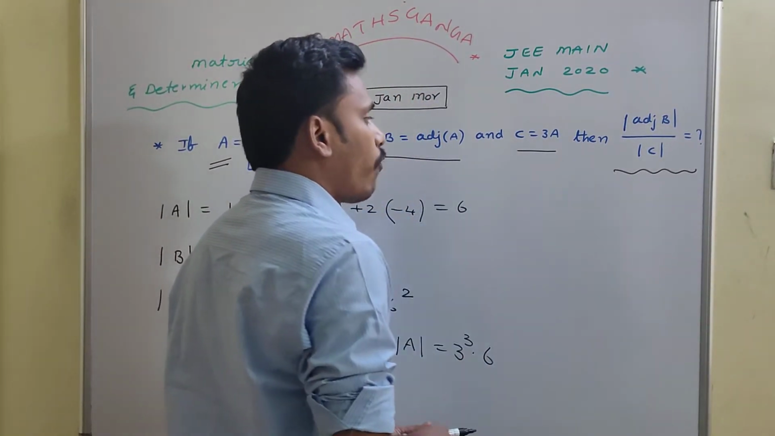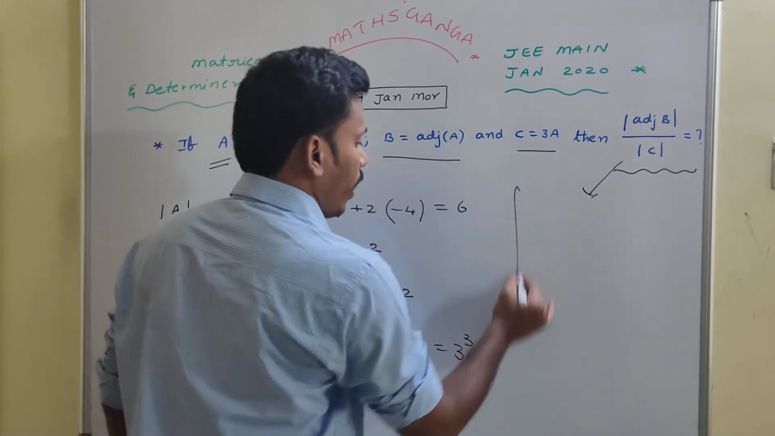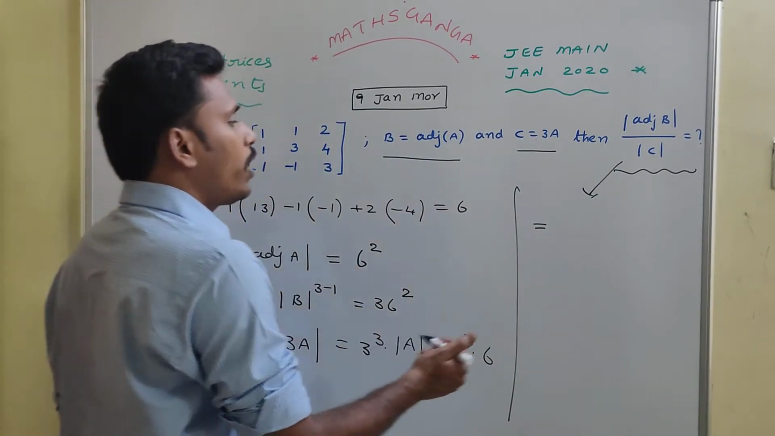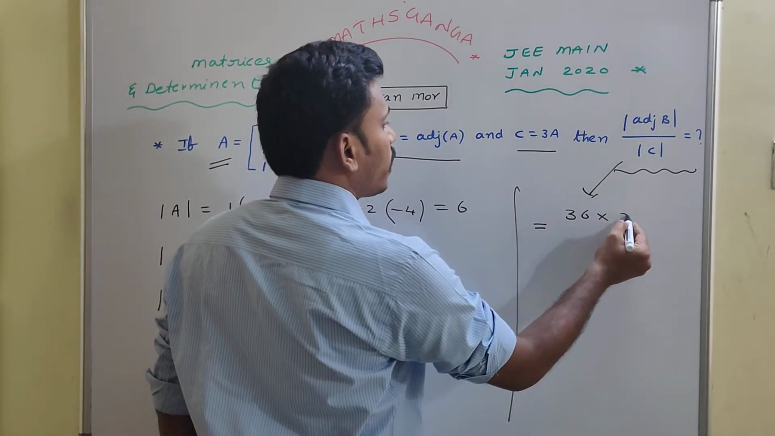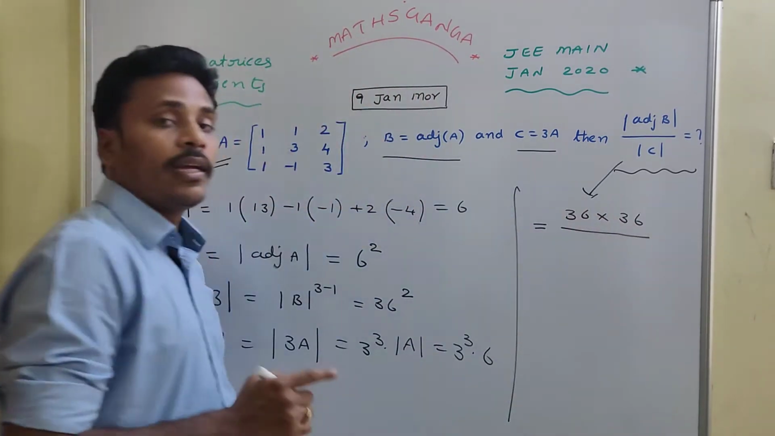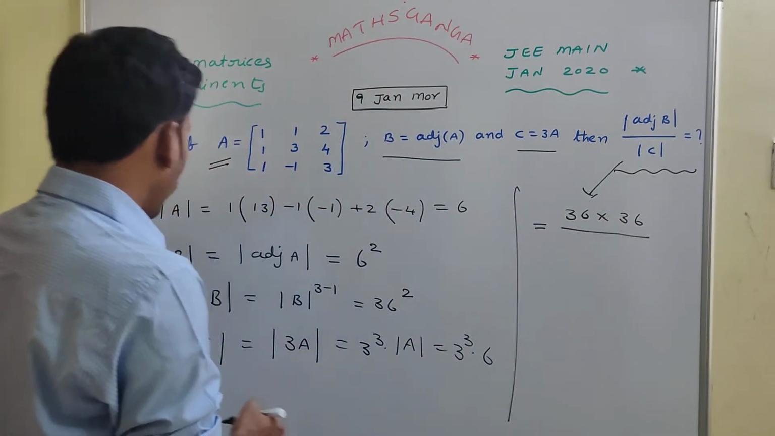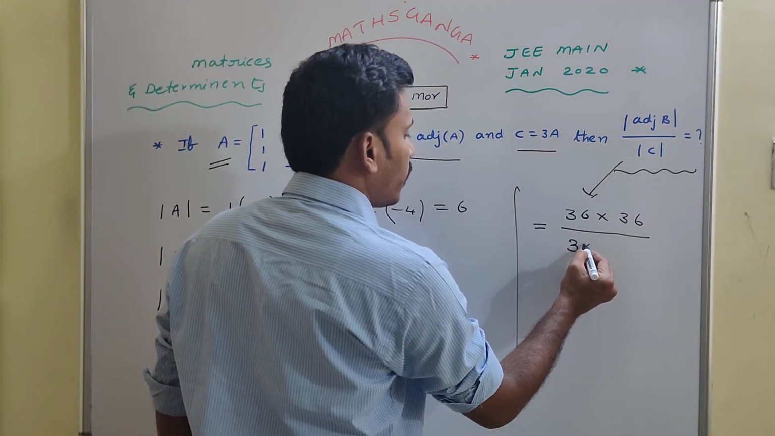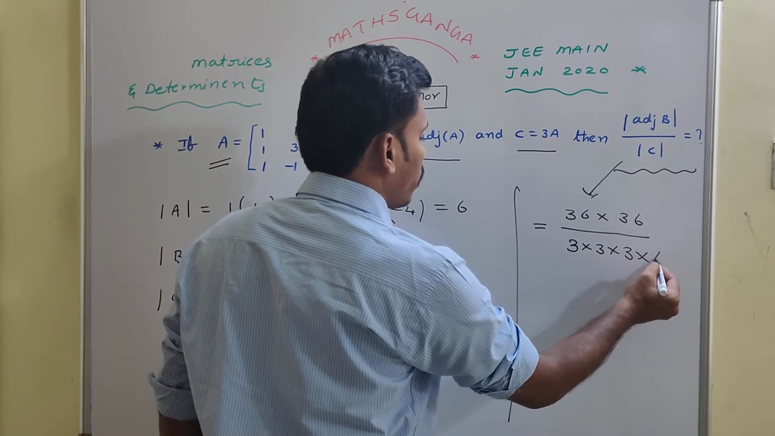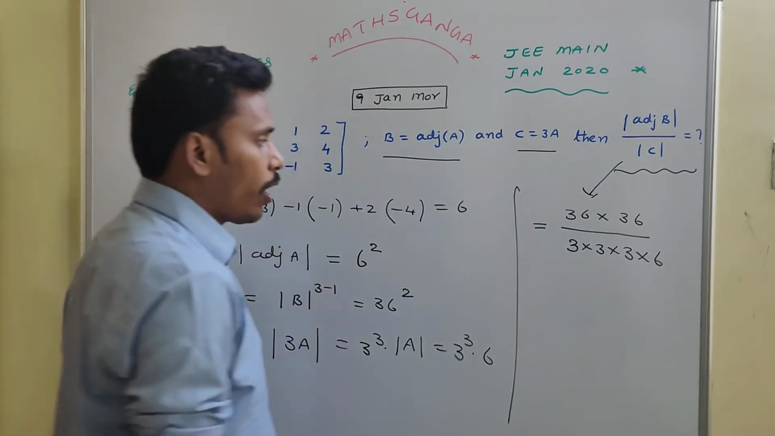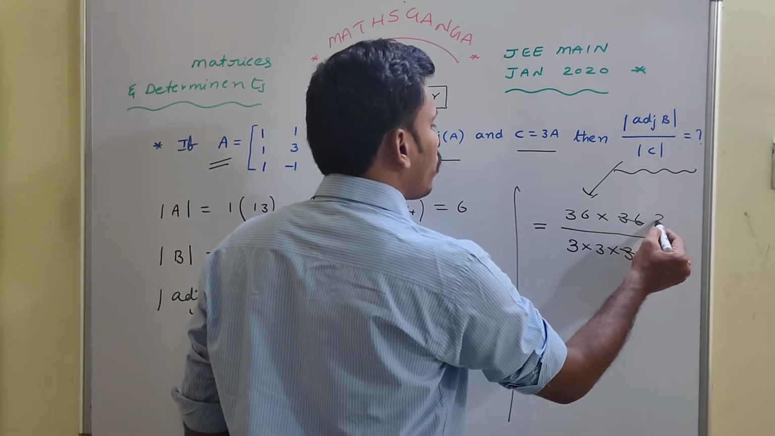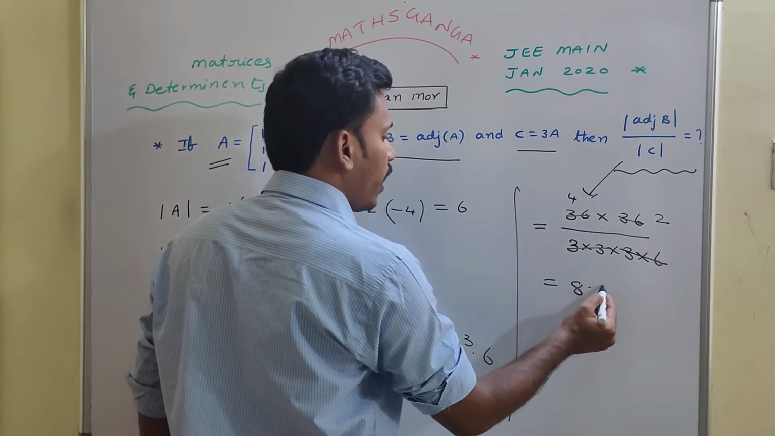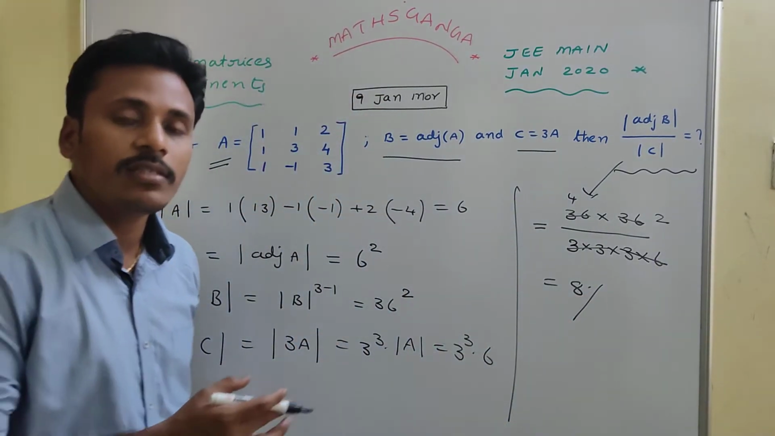The question is to find this particular value. This is equal to determinant of the adjoint of B, which we found as 36 squared, that is 36 into 36, divided by determinant of C, which is 3 cubed into 6, that is 3 into 3 into 3 into 6. We need to further simplify. 6 threes are 18, 18 twos are 36. 3 threes are 9, 9 fours are 36. 4 twos are 8, and your answer for this question is 8.